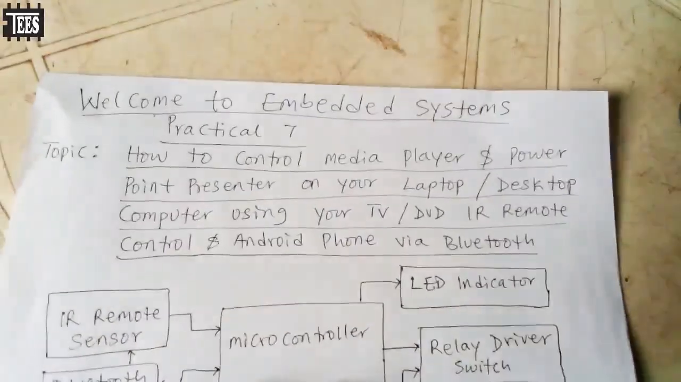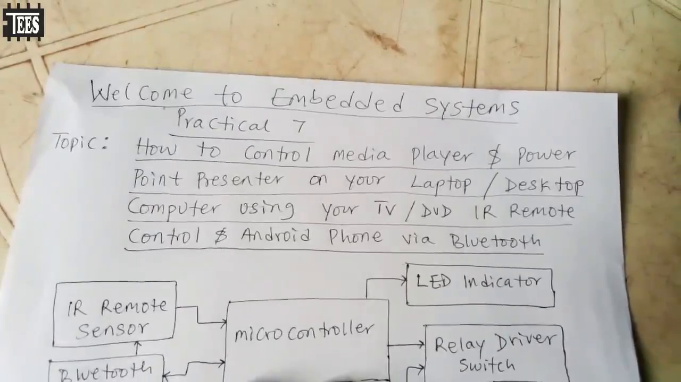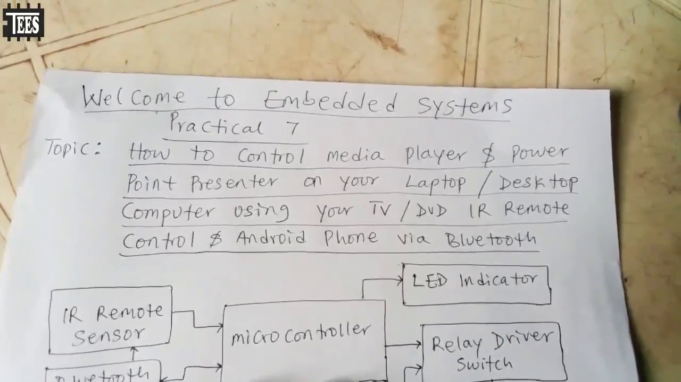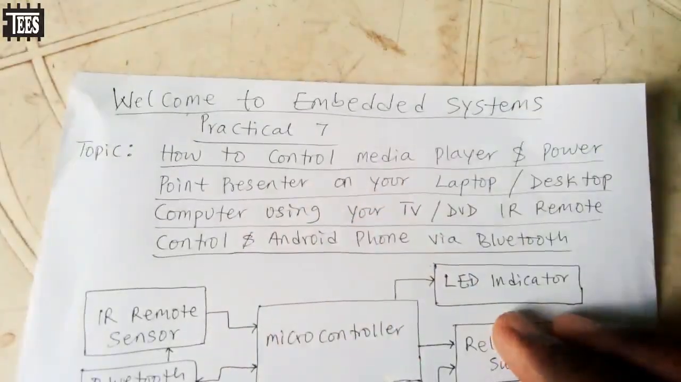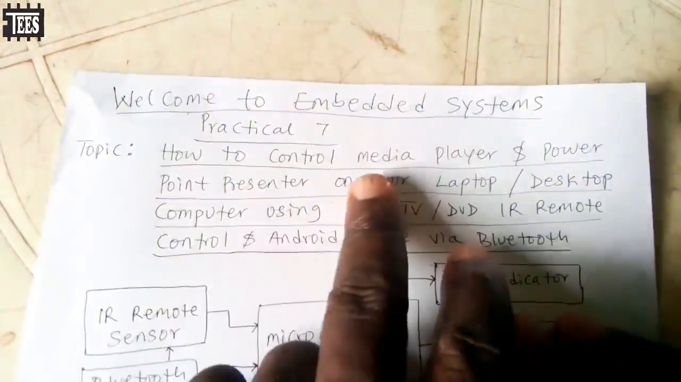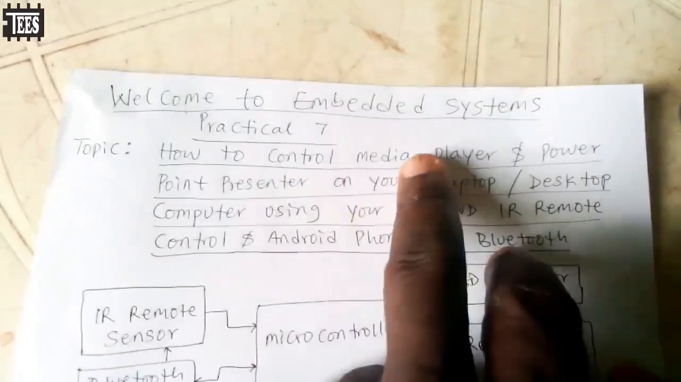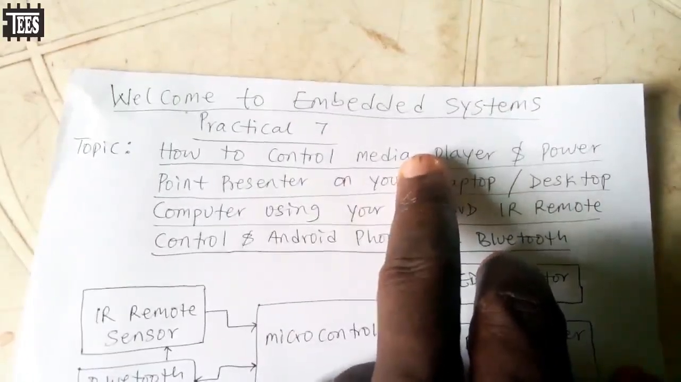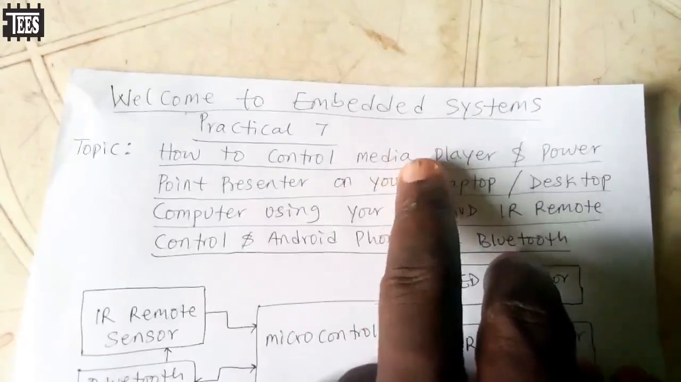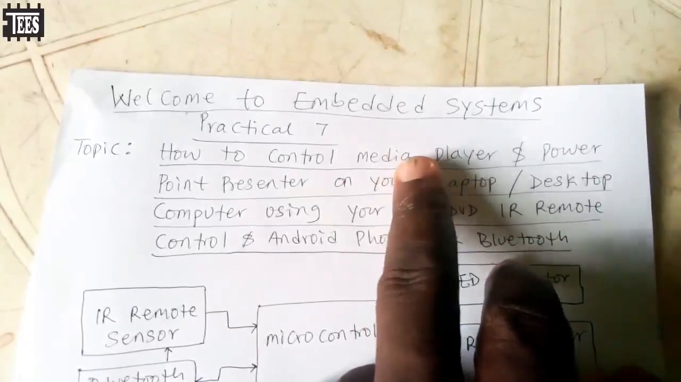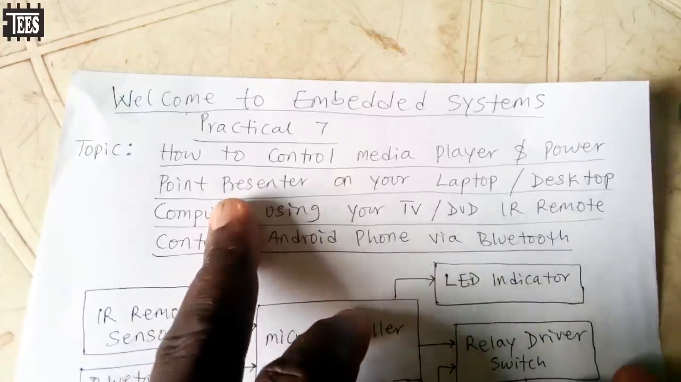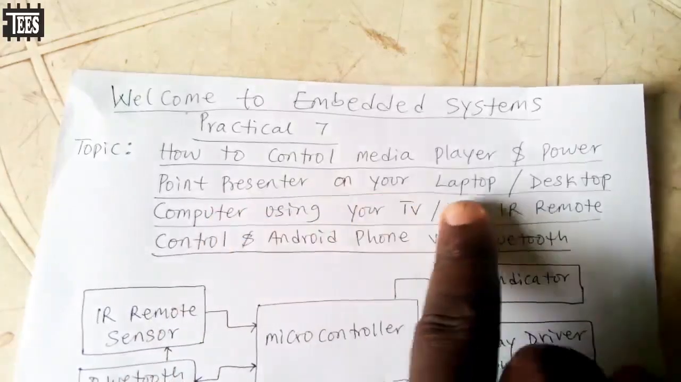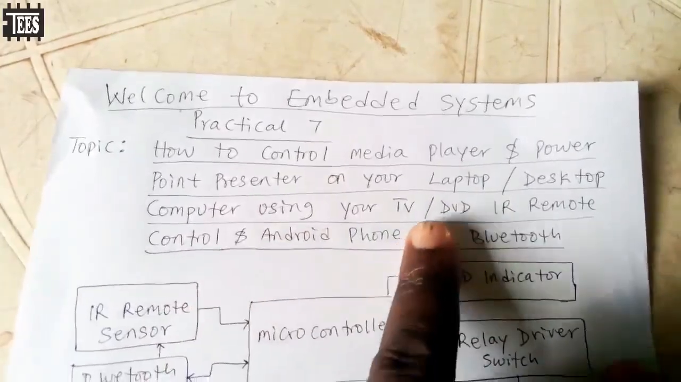In our previous practical, which is embedded system practical 6, we developed something for controlling power. In this case now, we are dealing with communication. So you see how to control a media player. For instance, I use VLC. We commonly use VLC media player. It's a very good player that supports almost all the formats. And also a PowerPoint presenter, like Microsoft PowerPoint on your laptop or desktop computer, using a TV remote.